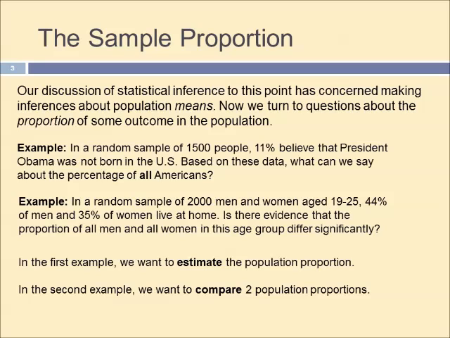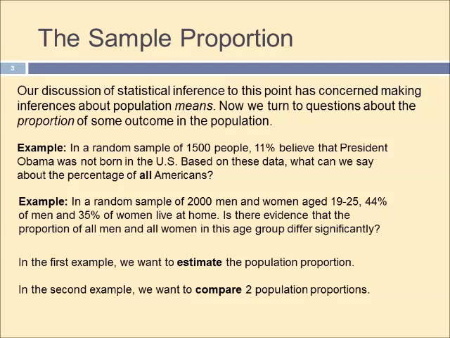So our discussion of statistical inference to this point is concerned with making inferences about population means. Now we'll turn to the questions of proportions of some outcome in the population. So, for example, in a random sample of 1,500 people, 11% believe that President Obama was not born in the U.S. Based on these data, what can we say about the percentage of all Americans?